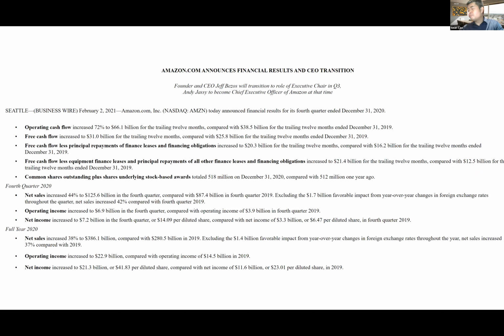They disclose information about free cash flow, net income, net sales, and operating income. It's not a complete quarterly report, and it's not a complete annual report. But at least you know some important numbers way before the annual report is announced, way before the quarterly report is announced.